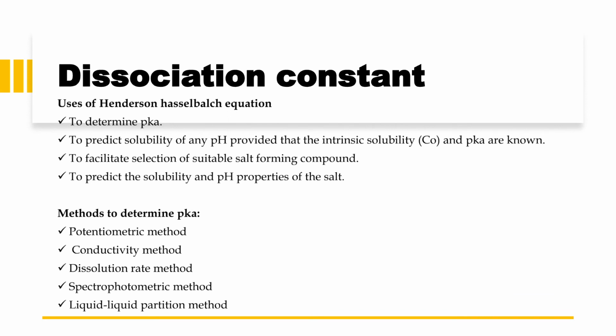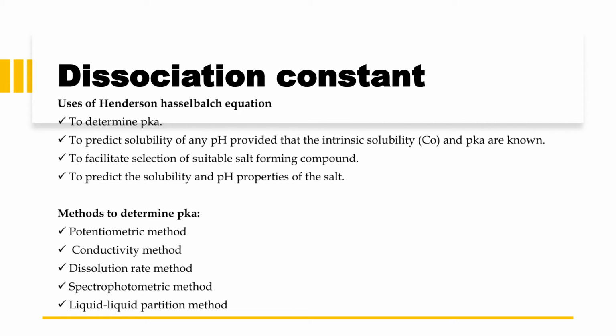So now what is the use of calculating the pKa and using the Henderson-Hasselbalch equation? The equation tells you about the ionized part and the unionized part. It also helps you calculate the pKa. That is the first basic use. Apart from that, it also helps in predicting the solubility at any pH, provided that the intrinsic solubility and pKa are known, and it also facilitates the selection of suitable salt forming compounds. It also helps in predicting the solubility and pH properties of the salt.